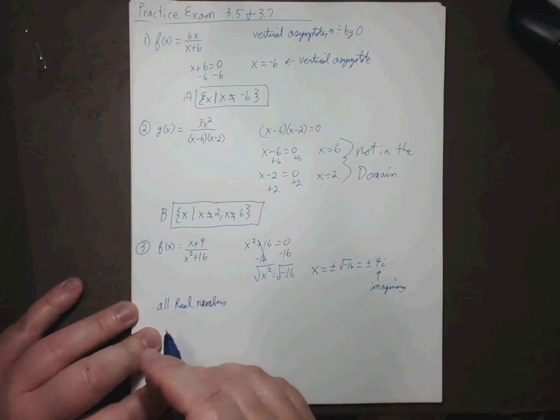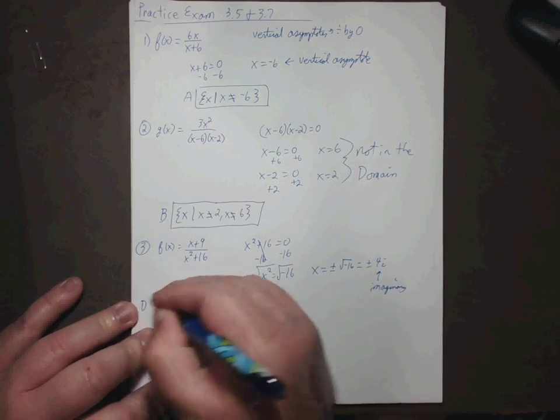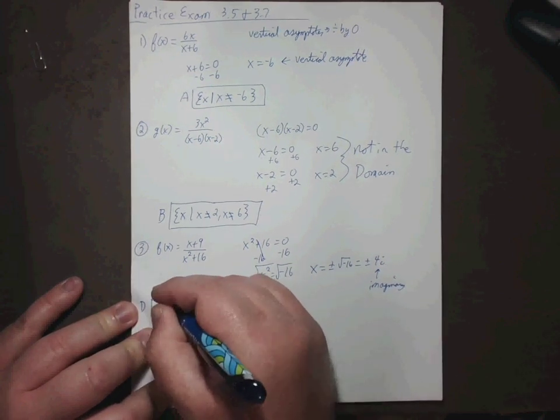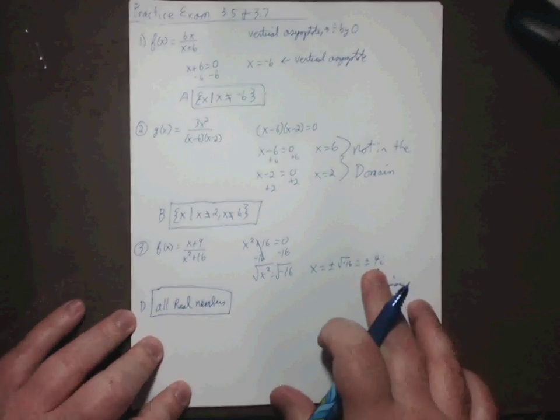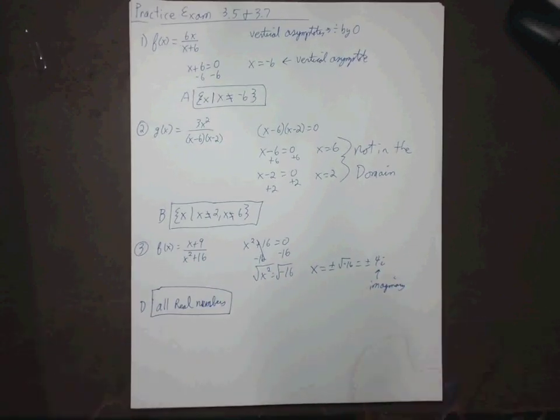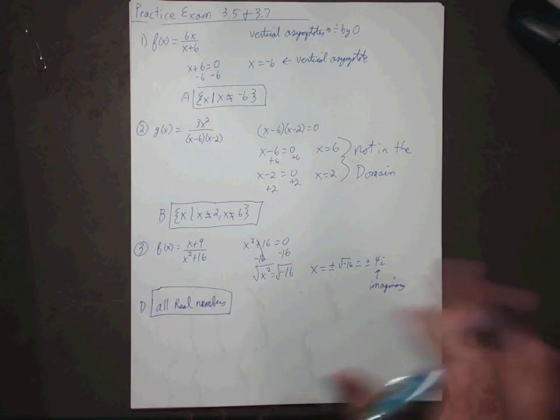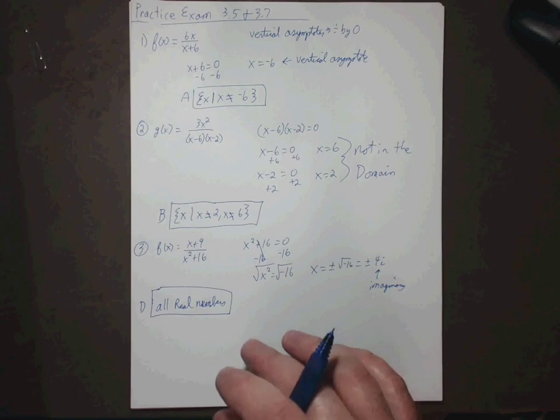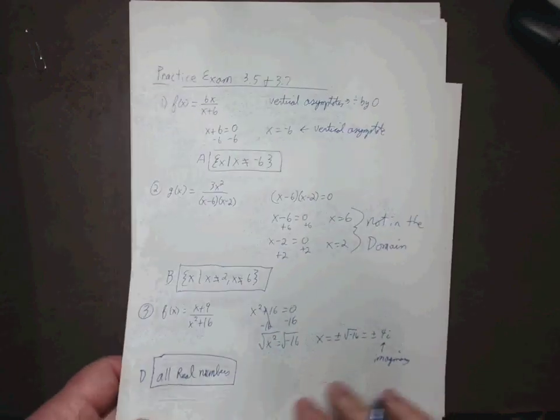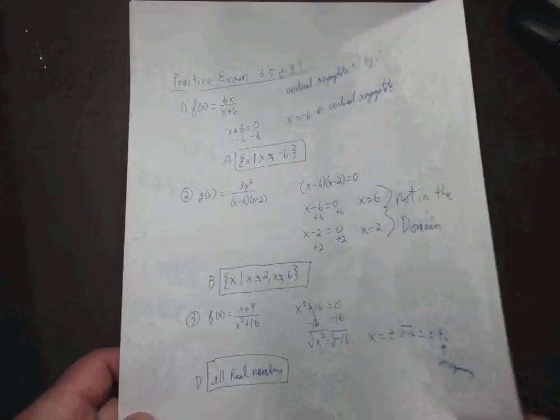Which is D here. If you get an imaginary number for the denominator, there's no vertical asymptote there, there's no hole, that is still in the domain. So that's the first 3.